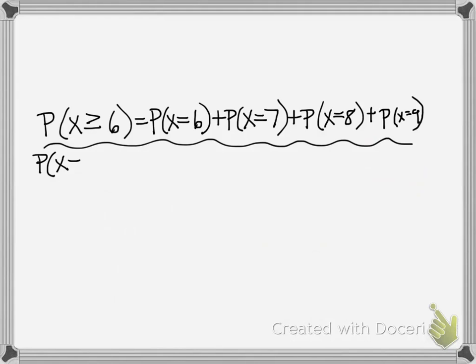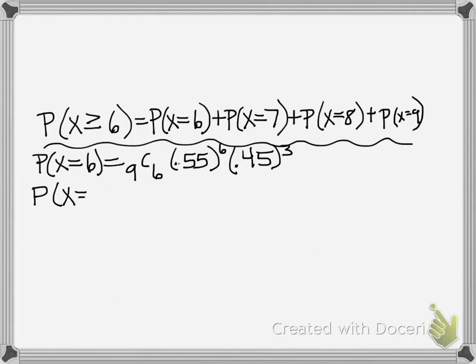So we already found the probability of getting exactly 6 wolves. It was 9 choose 6 times 0.55 to the 6th power times 0.45 to the third power. Then I'm going to find the probability of getting exactly 7 wolves. So now it's going to be 9 choose 7. So now I'm saying, okay, if I have 9 slots, how many different ways can 7 of those slots be males and 2 of them be females?